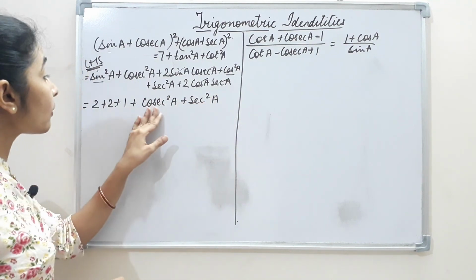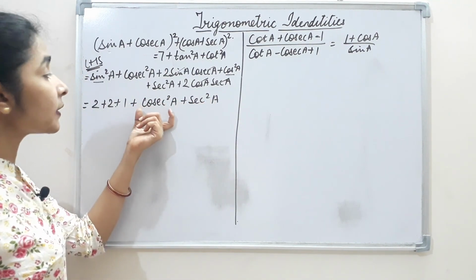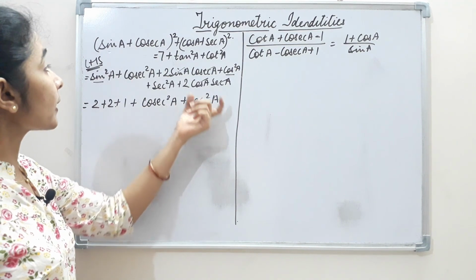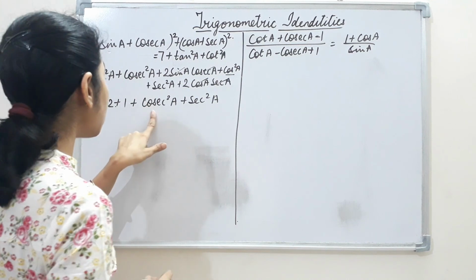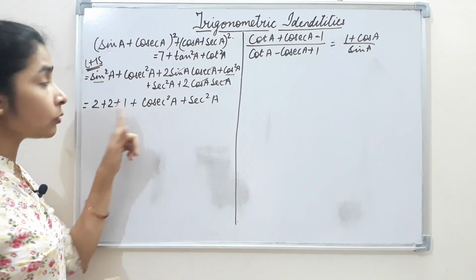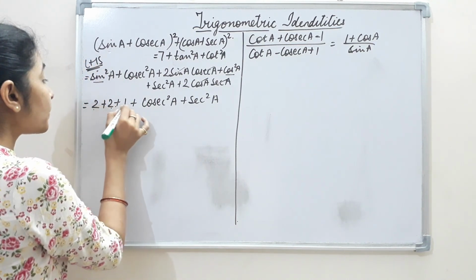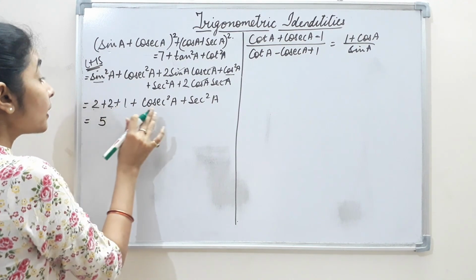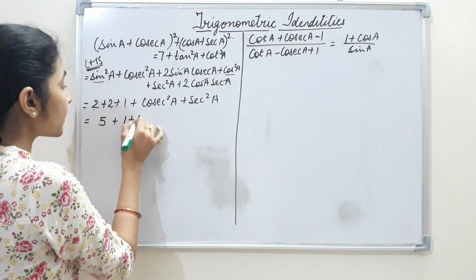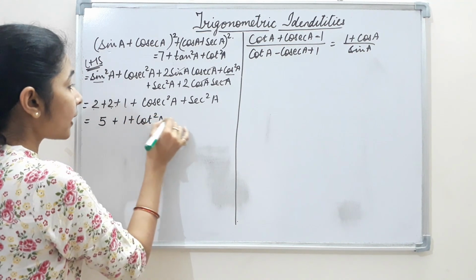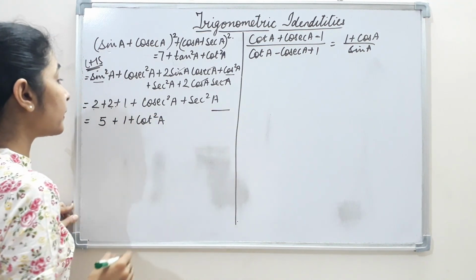Now I already told in the beginning that we are having the identities of cosec A and sec A, which are related to tan and cot. So I will change this cosec square A into cot square A. So 2 plus 2 plus 1 gives me 5. Now cosec square A is equal to 1 plus cot square A, so 1 plus cot square A. I will write the identity here. Do not forget to write the identity here.